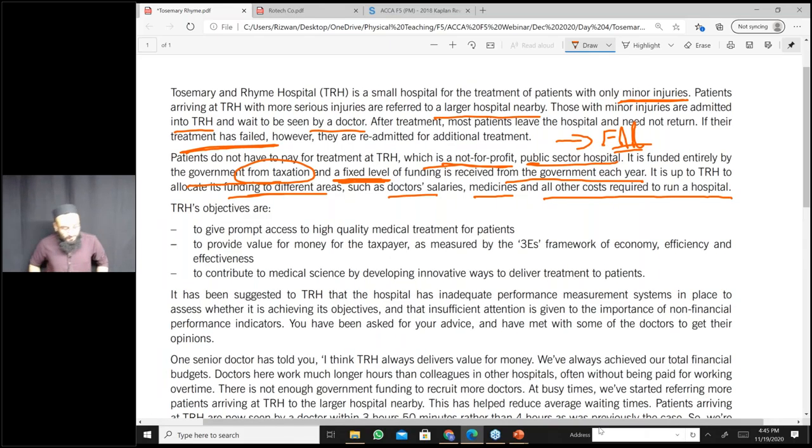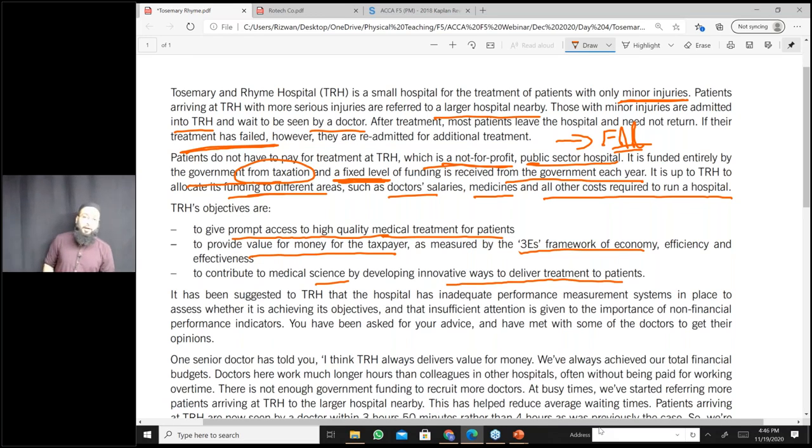Now, TRH objectives, let's look at the objectives. To give prompt access to high quality medical treatment for patients. To provide value for money. Now, what is value for money? Economy, efficiency, and effectiveness, for the taxpayers. Obviously, the public pays the tax to the government and then the government funds the hospital. And to contribute to medical science by developing innovative ways to deliver treatments to patients.